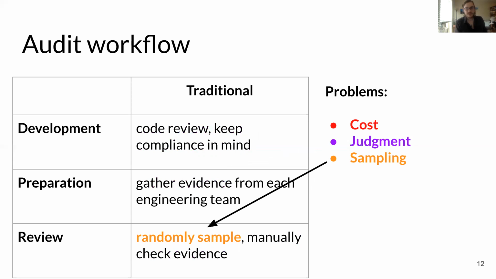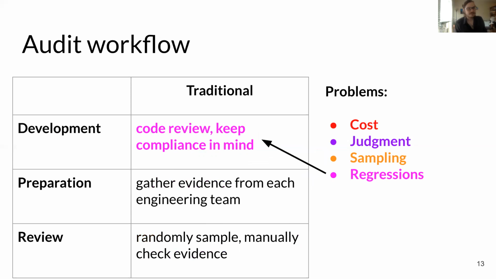The third problem is that this process is heavily reliant on statistical sampling, which means that even if you gathered all the right evidence, it might still not be shown to the auditor, and they might miss something, which would be both bad for you and bad for your customers. Lastly, this process is prone to regression. Developers have a lot on their minds and often aren't thinking about compliance when it's not audit time. And so code can get out of compliance relatively easily.